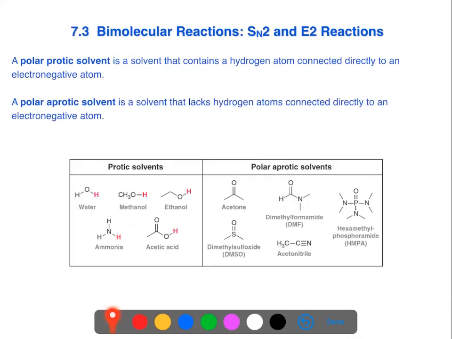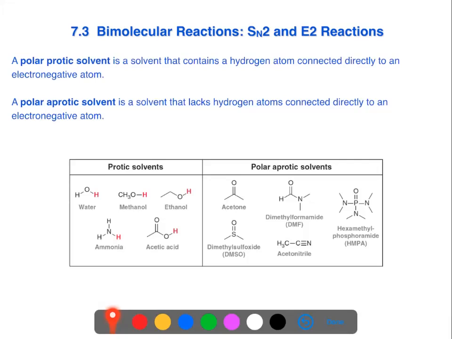Now, the last aspect that we must consider when discussing the relative rate of a reaction via the SN2 mechanism is the choice of solvent. So we will categorize polar solvents into two groups. We have polar protic solvents and polar aprotic solvents. Now, protic and aprotic refer to whether or not the solvent contains a hydrogen atom bound to an electronegative element.